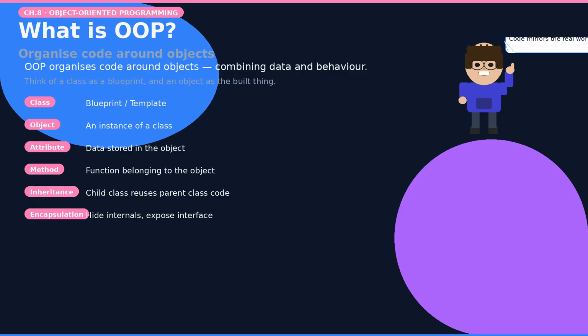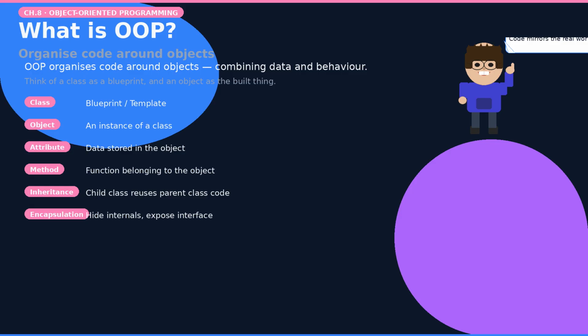Attributes are the data an object stores, like a dog's name and age. Methods are the functions an object can perform, like a dog barking. Inheritance lets a child class reuse everything from a parent class. Encapsulation means hiding internal details and exposing only what's needed.